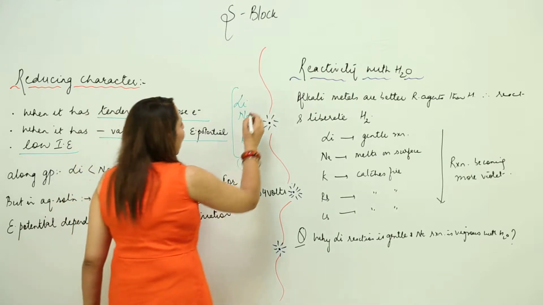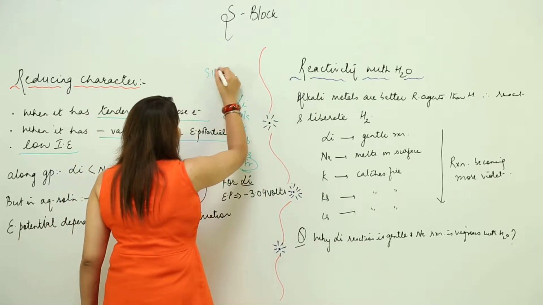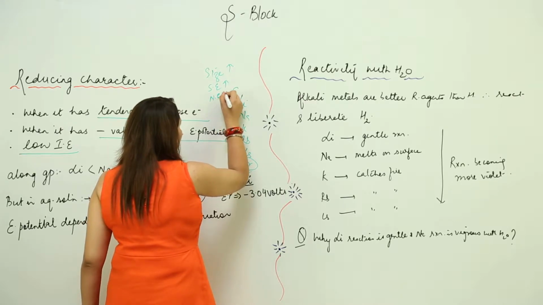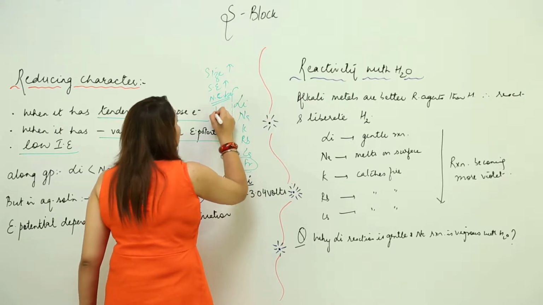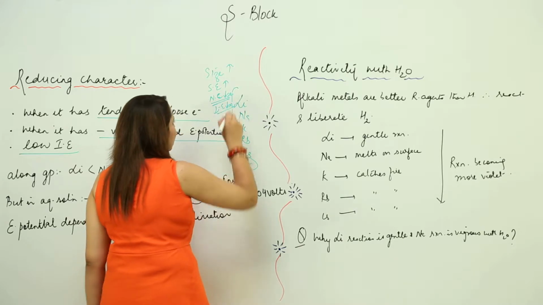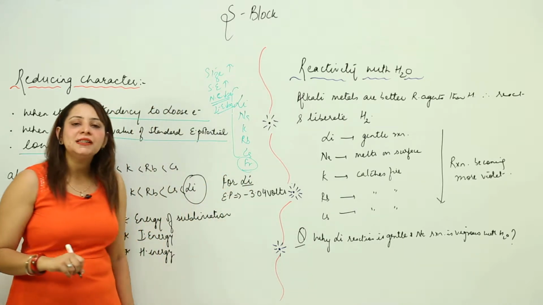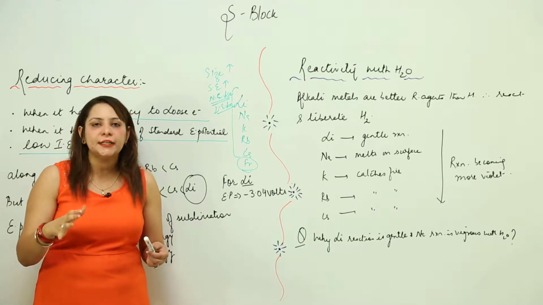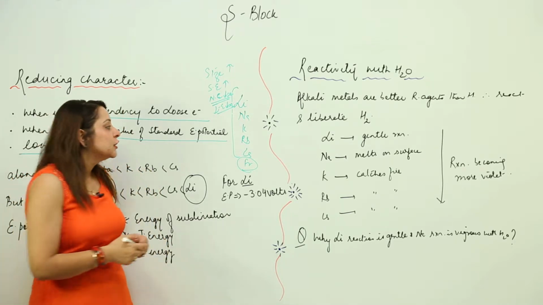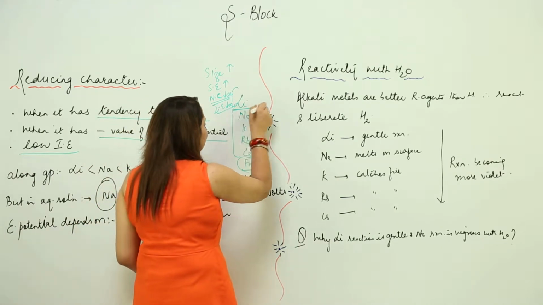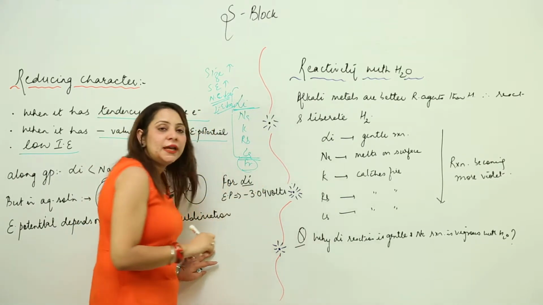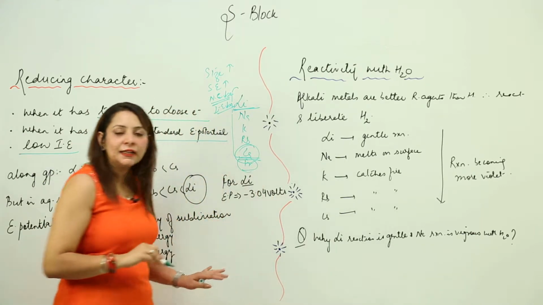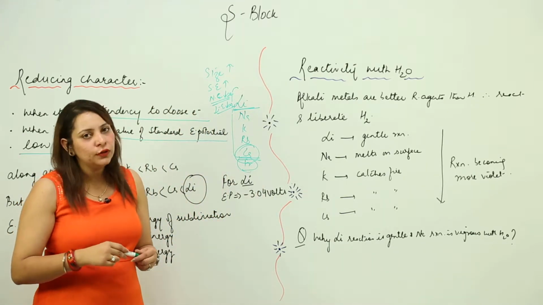So what happened? As we move down, we know that size is increasing because the shielding effect is increasing as compared to the nuclear charge, which is decreasing. That is why ionization energy is decreasing. Ionization energy decreasing means the tendency to lose electrons is increasing. So if we compare lithium and cesium, the one which has the lowest ionization energy is cesium. So it can act as a better reducing agent as compared to lithium.